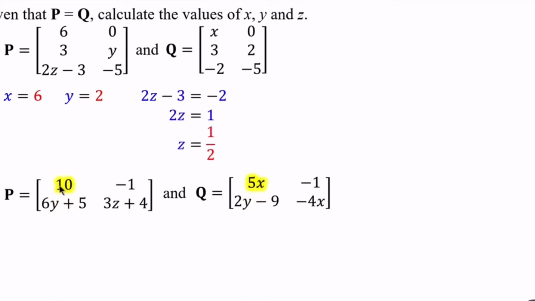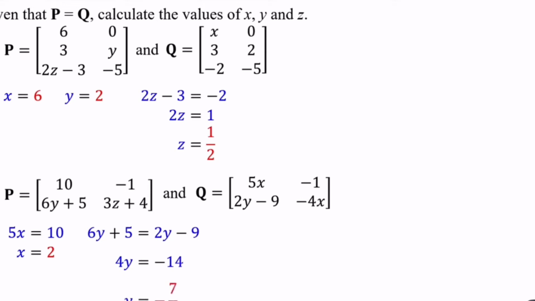So for matrix P, again we equate the corresponding elements. So the 10 should be equal to 5x. In other words, 5x is equal to 10. That means x is equal to 2. And then 6y plus 5 should be equal to 2y minus 9. Right? So we can say that 6y plus 5 is equal to 2y minus 9. And we can solve the y by simplifying. So that means 4y is equal to, 6y minus 2y is 4y, and then negative 14, so we can solve the y.